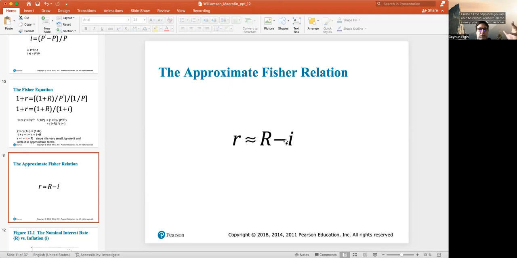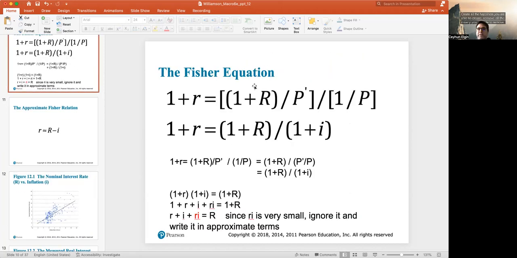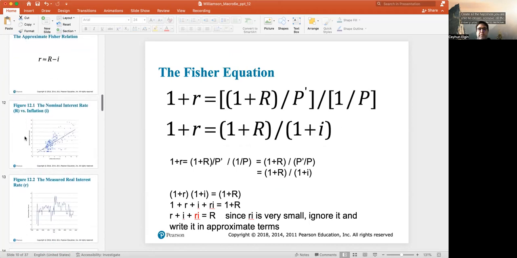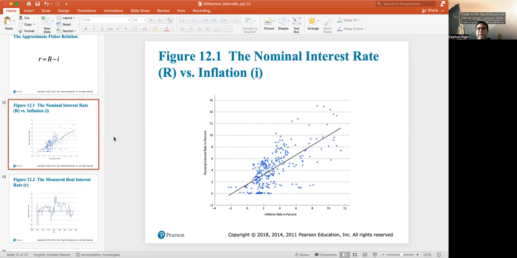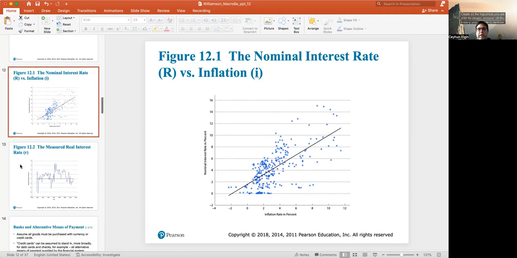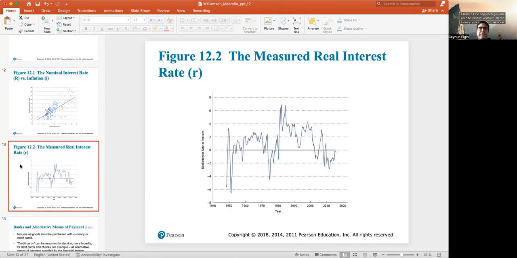So here, this is called the Fisher equation, Fisher relationship, whatever you call it. But basically, it's an equation that comes from this. Okay, this is what we see here. And if you want to look at the relationship between the nominal R, capital R, and inflation, they are positively related. Of course, not a perfect correlation. And the approximate difference, which is lowercase r, is given here. Of course, this is all data from the US economy.